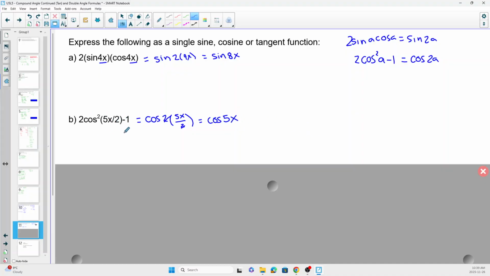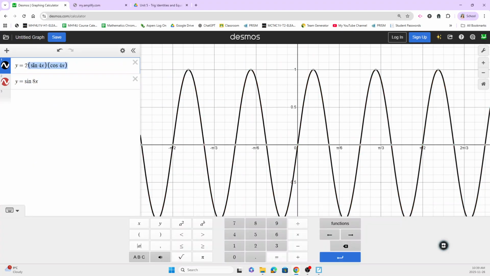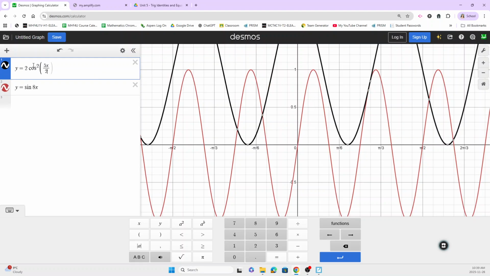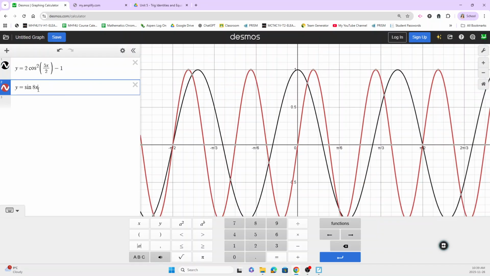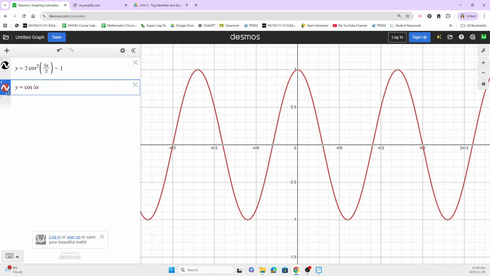So again, we could check this in Desmos. Let's just do one last one where we check it in Desmos because it's kind of fun, kind of satisfying. So this time we said we have 2 cos squared 5x over 2 minus 1, and we believe this is equivalent to cos 5x, and it is. So look at that. They are on top of one another.